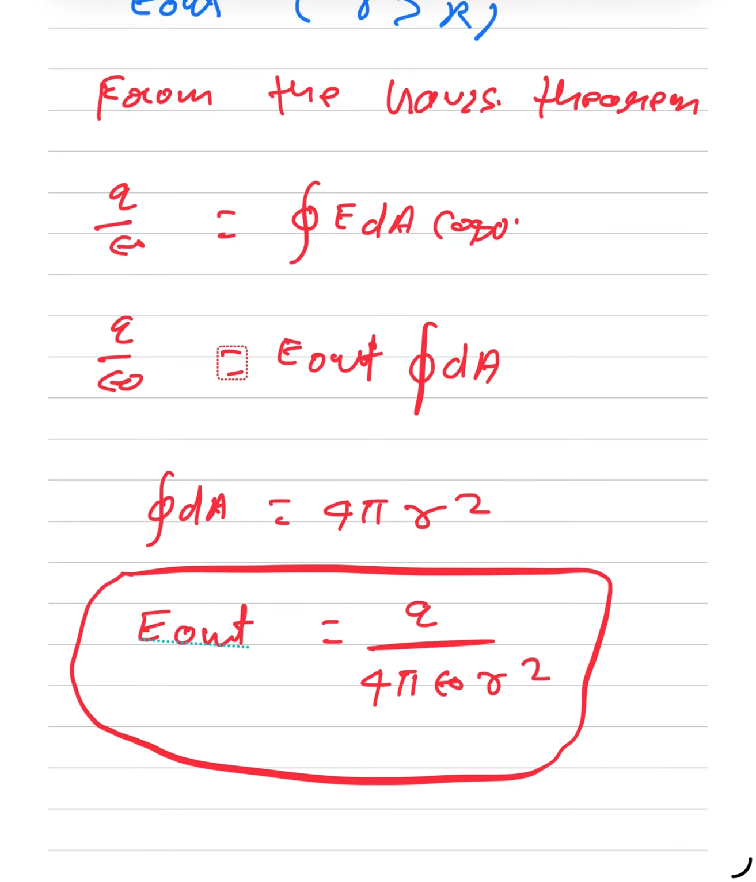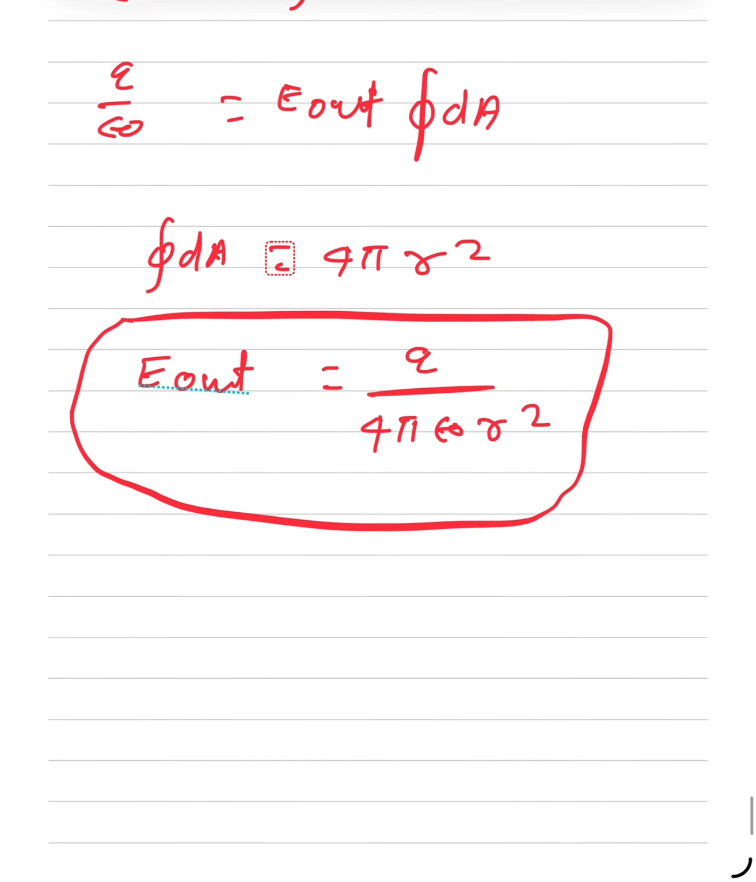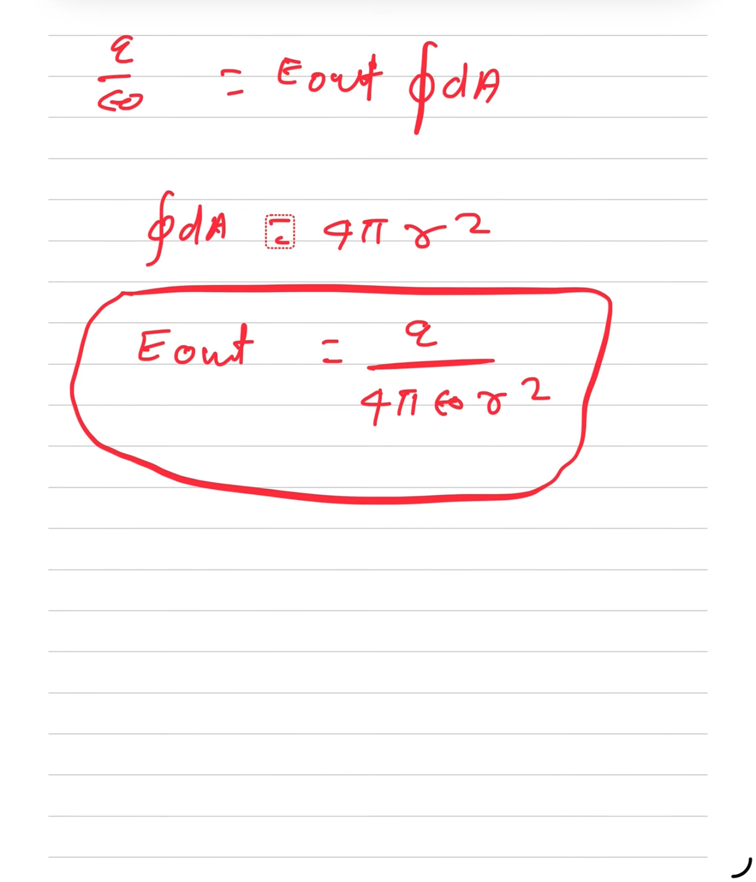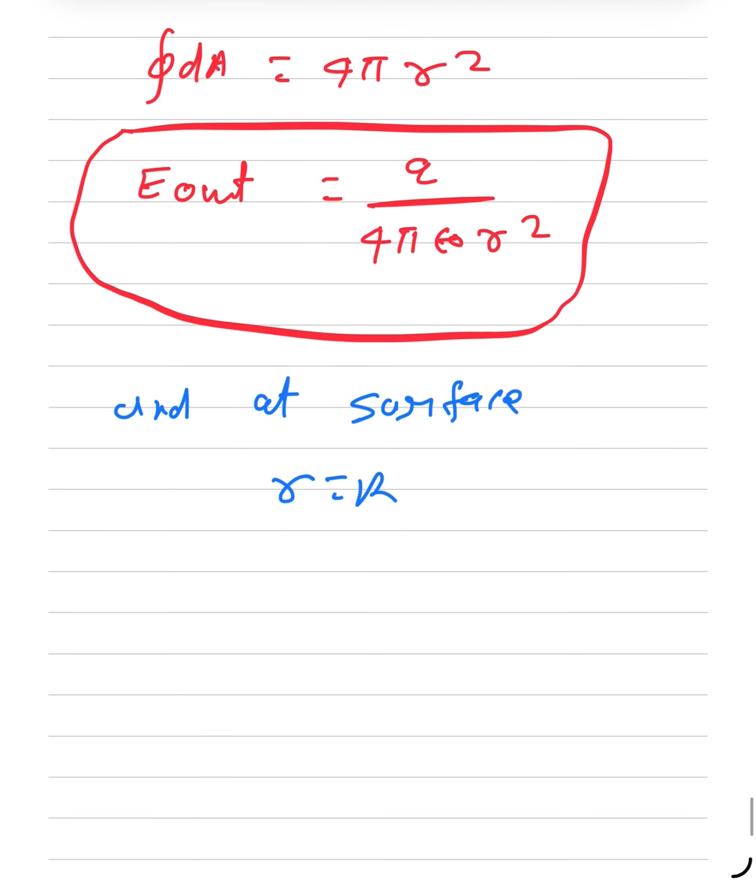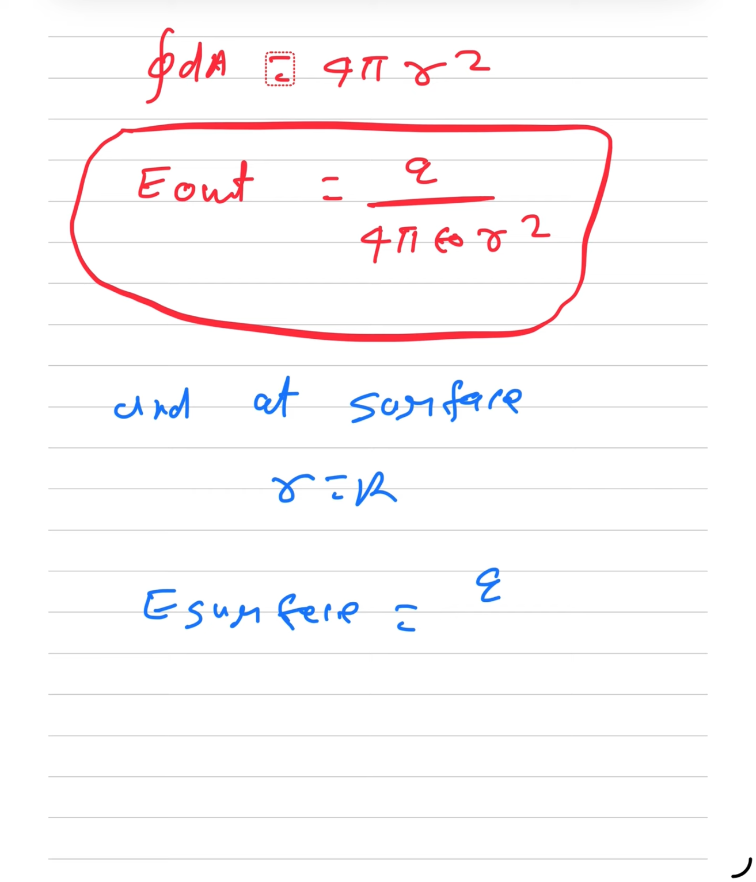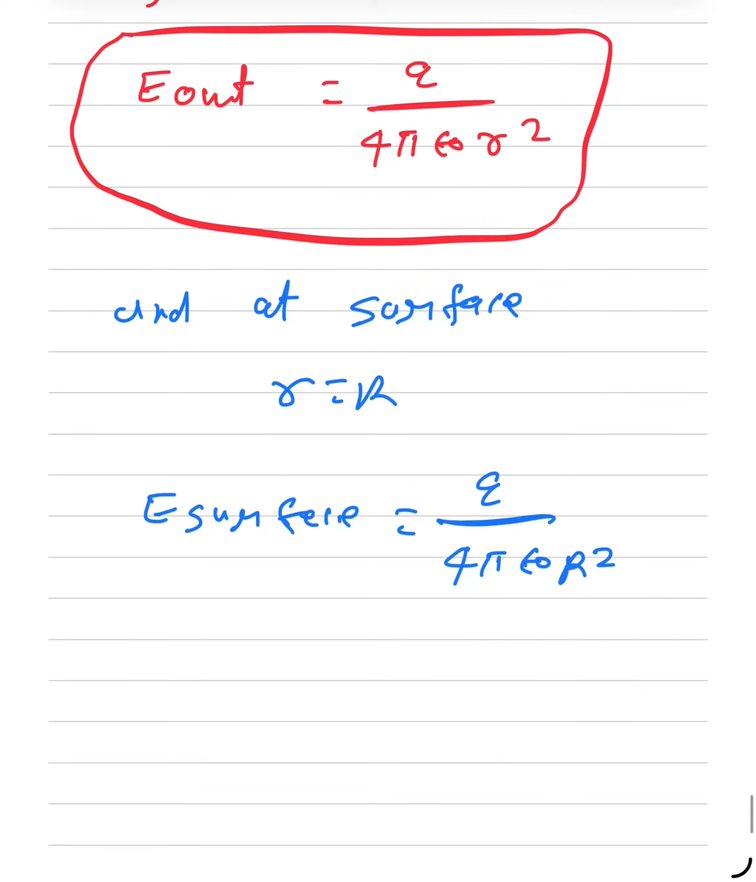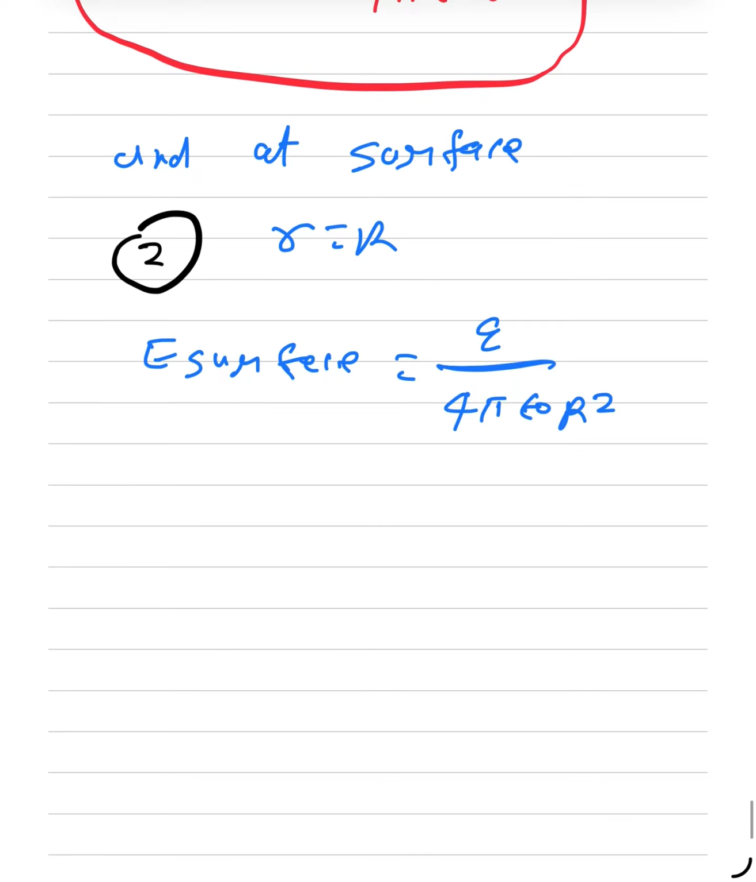This is the value of electric field outside. And at the surface, small r equals capital R, so the field at the surface equals Q divided by 4 pi epsilon naught r square. This is the value of electric field at a charged surface, the second point.